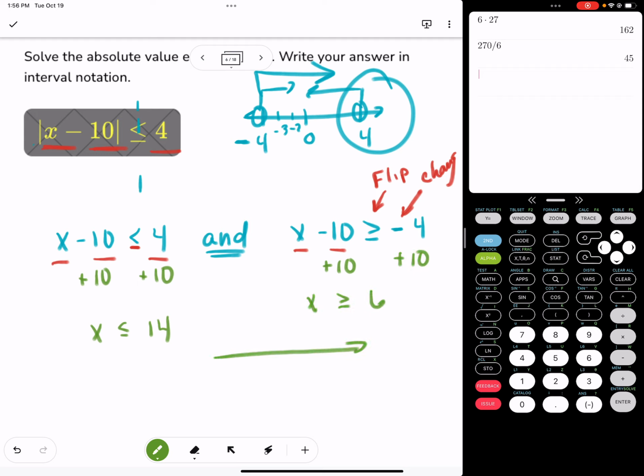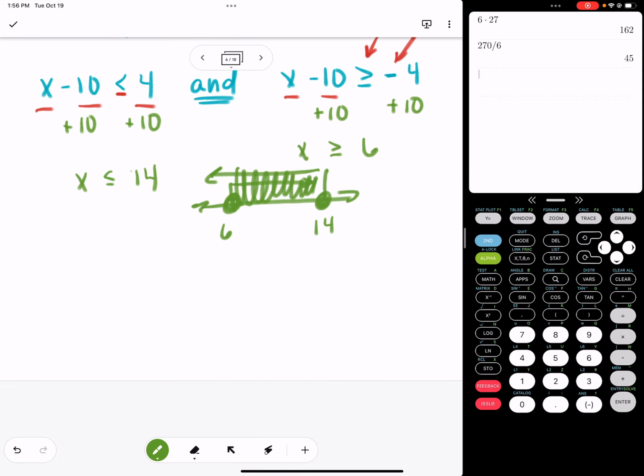Again, we take a quick look at it. Greater than 6, or equal to it, less than 14, or equal to it. We're looking for the overlap. We want everything between 6 and 14. And so that's what we write for an answer.